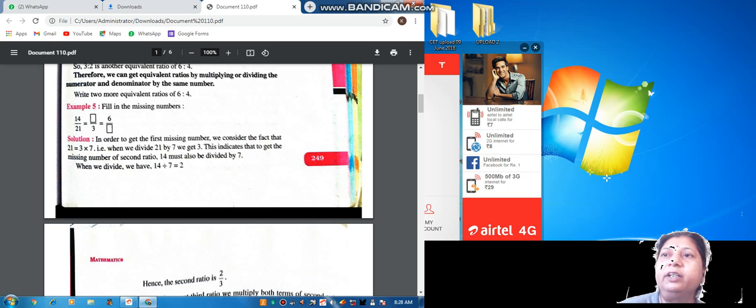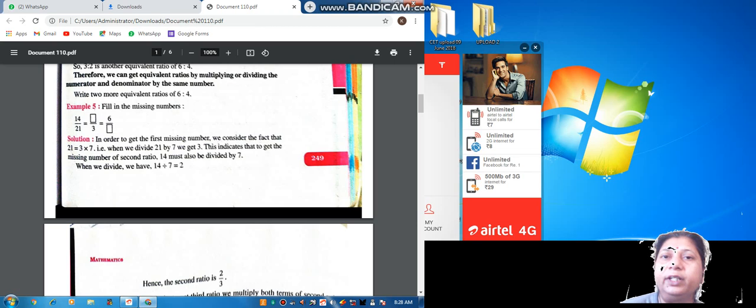Therefore, we can get equivalent ratios by multiplying or dividing the numerator and denominator by the same number. So what we clear here from this example is that we can get an equivalent ratio by multiplying or dividing the given ratio, right? So let's start. See the fifth example. Fill in the missing number.